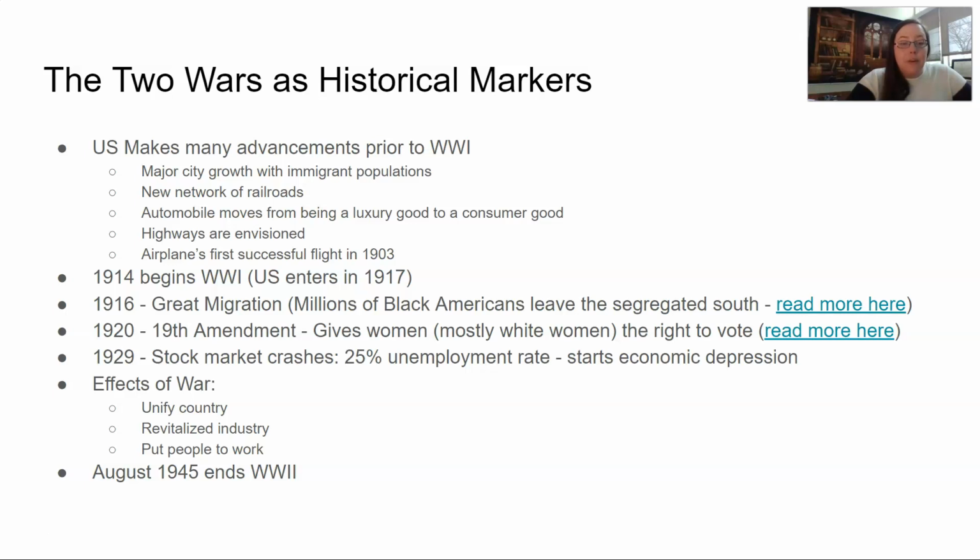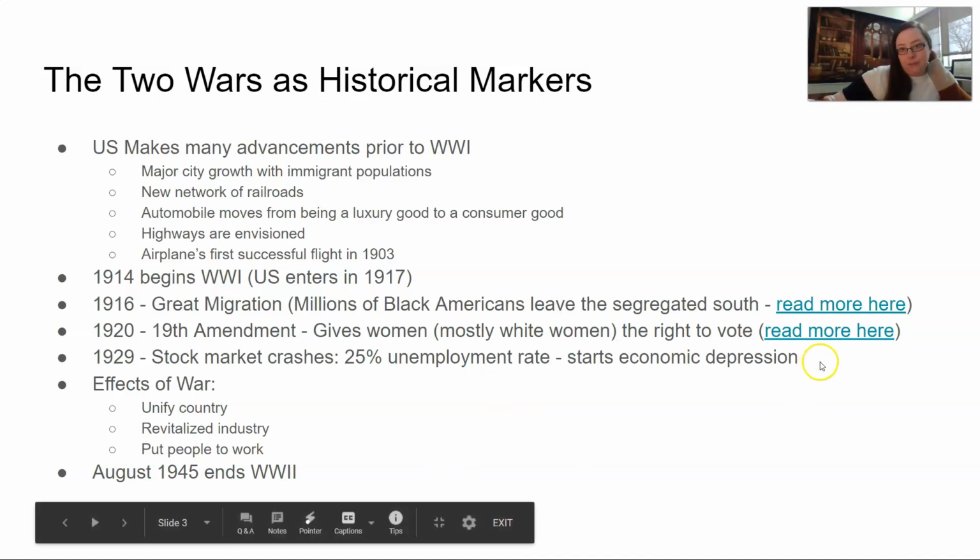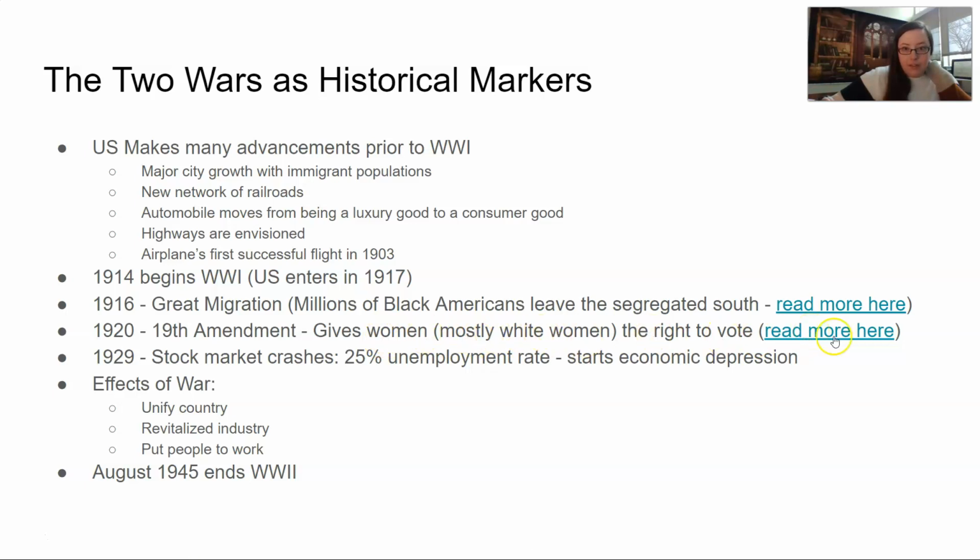So even though there were Black women who could vote with the 19th Amendment right away in 1920, we still really are catering mostly to white women. If you're interested in reading more about that, you can read more here. Again, our book doesn't necessarily cover this, but I think it's important to keep in mind.